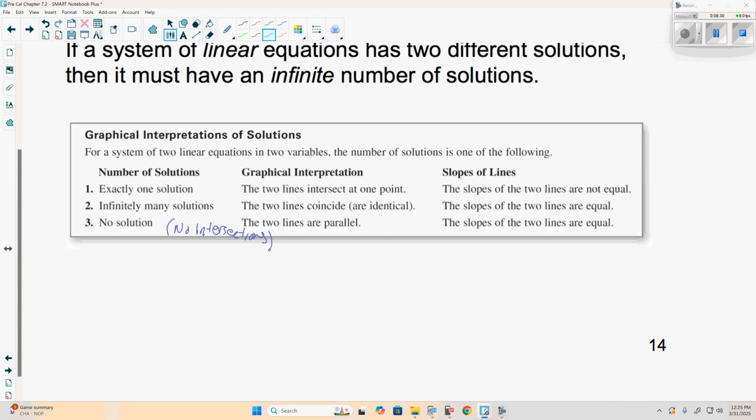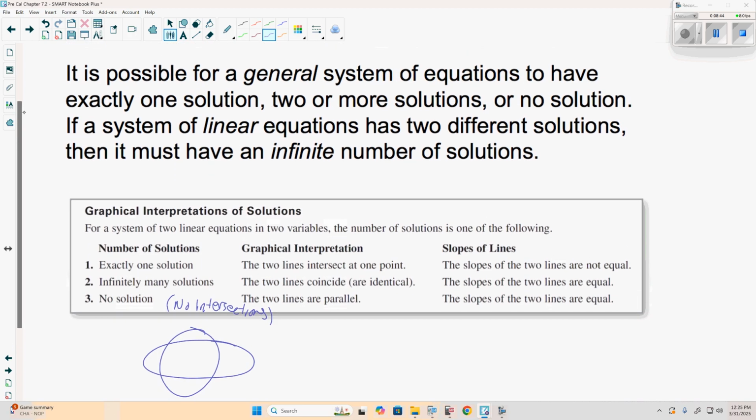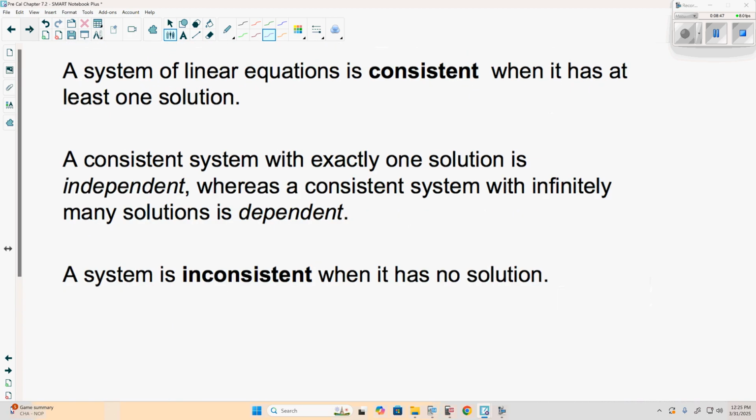We didn't get into it too much, but it is possible to have a circle and an ellipse. We do have 4 points of intersection. There are 4 solutions. There are multiple cases that we have.